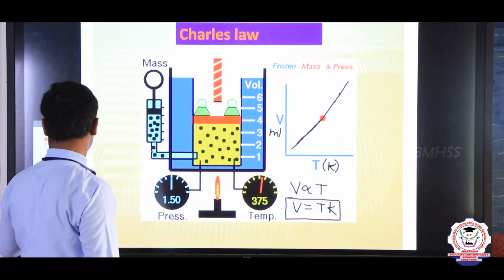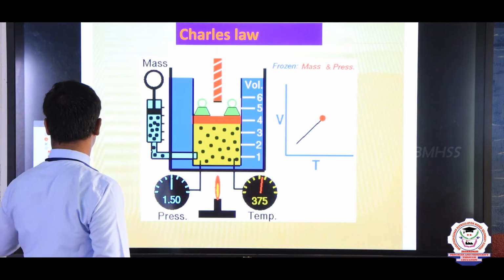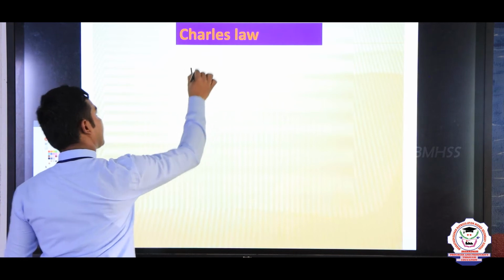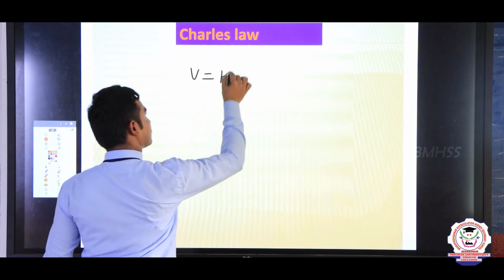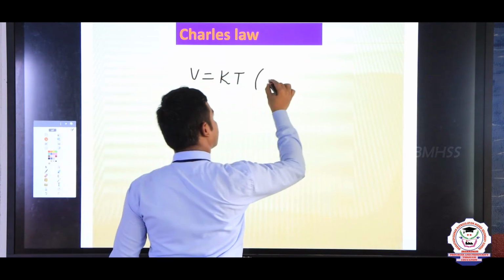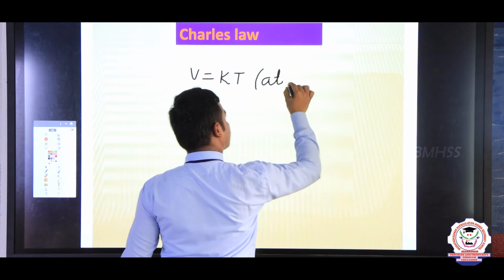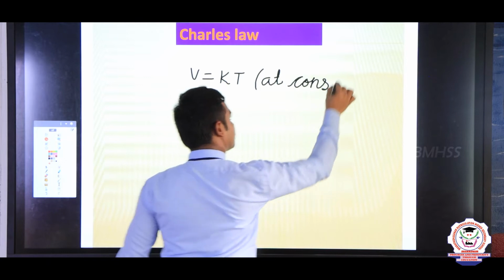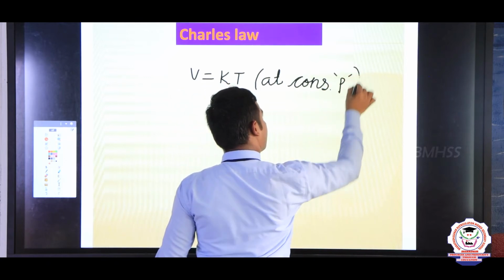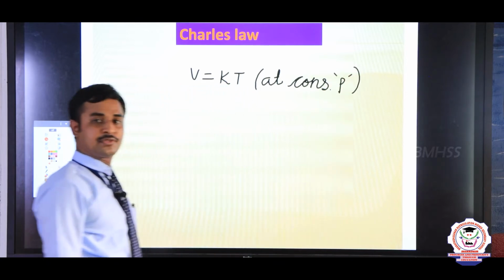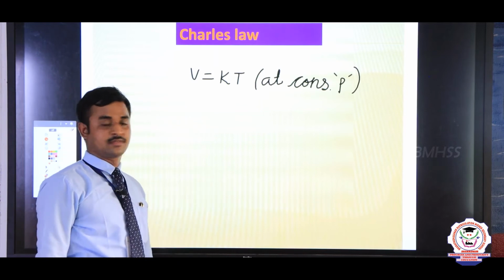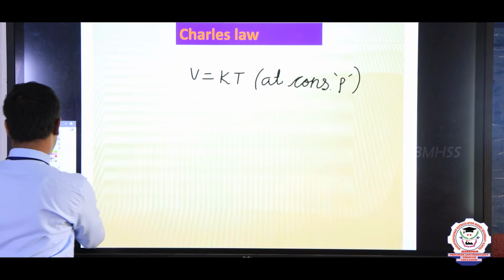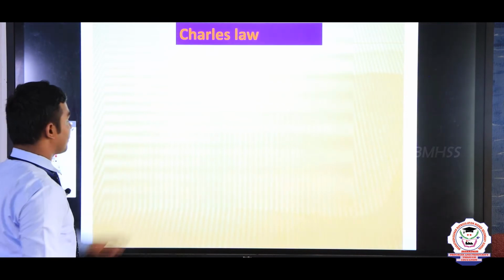For Charles's Law we write the equation V equals KT, but this condition holds at constant pressure. At constant pressure, the volume is directly proportional to temperature. So this is Charles's Law. After knowing this, we can learn about Avogadro's Law, which is the third law in the gas laws.